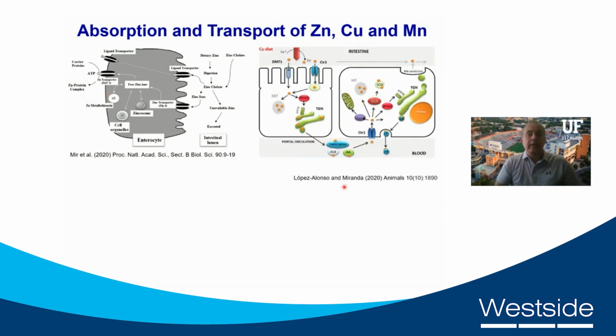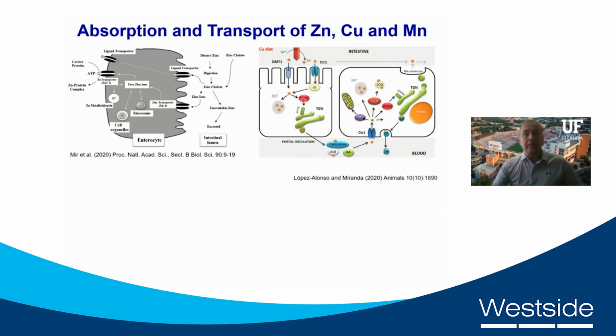Copper has two critical transporters. One is this divalent metal transporter 1 that can carry copper 2+ across the apical membrane of the enterocyte, or copper can be reduced and gain electrons and be converted into copper +1 and now be transported by this high affinity copper transporter protein 1.